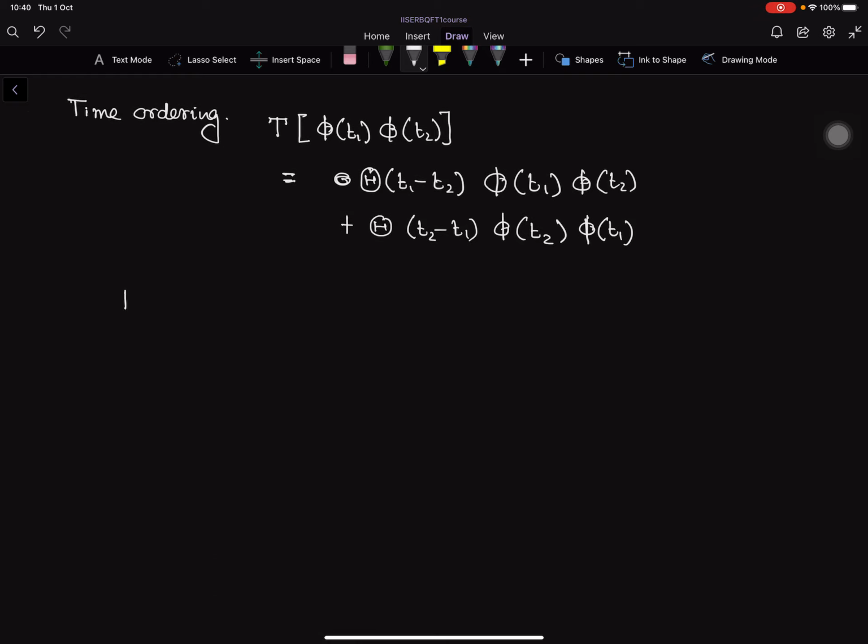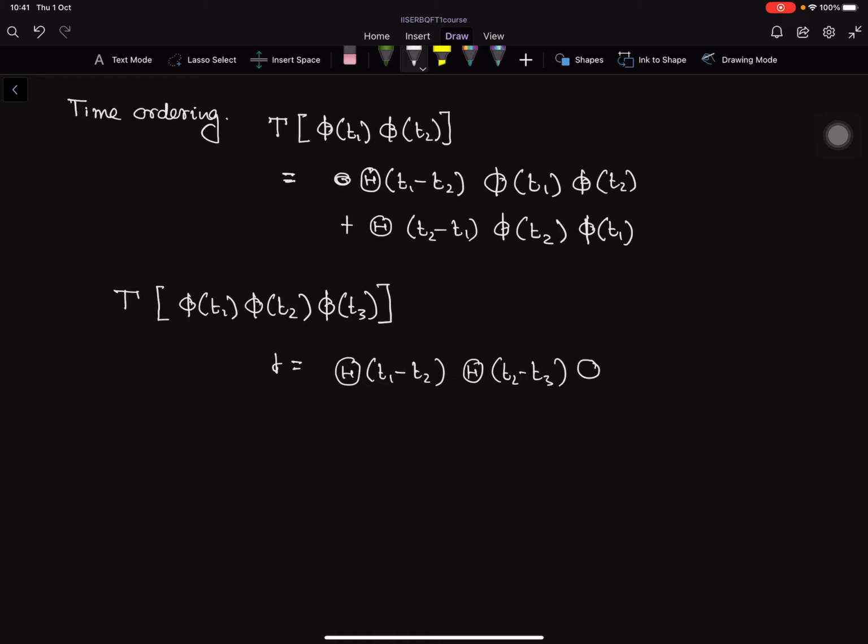In the same way, let's say you have the time ordered product of three operators. Then basically it is something like theta of t1 minus t2, theta of t2 minus t3, and so on, plus other permutations.